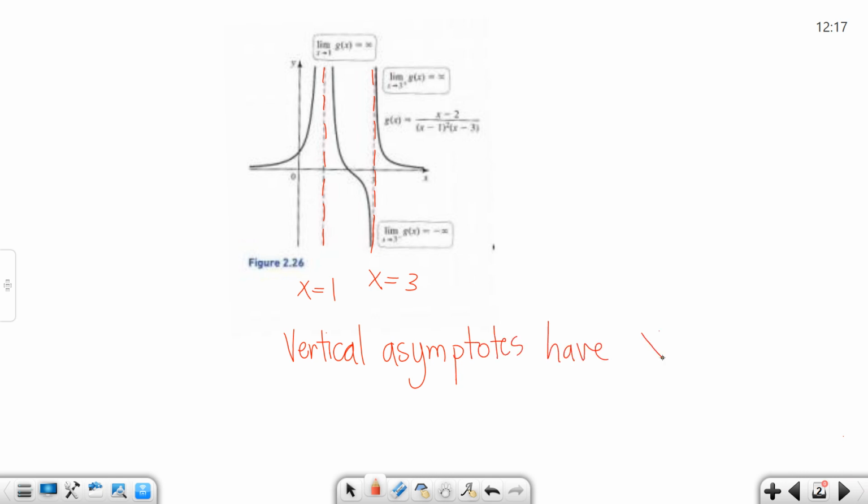have x equals equations. In your quiz, I'm going to ask you vertical asymptote questions. If one of the answer choices will say x equals and one of the answer choices will say y equals, you have to pick the right one. Be very careful. Vertical asymptotes have x equals equations. Just x equals a number. So in this case, you have a vertical asymptote at x equals 1, vertical asymptote at x equals 3.